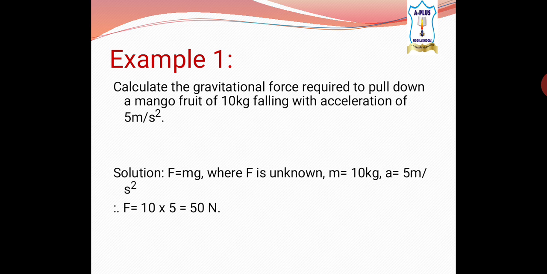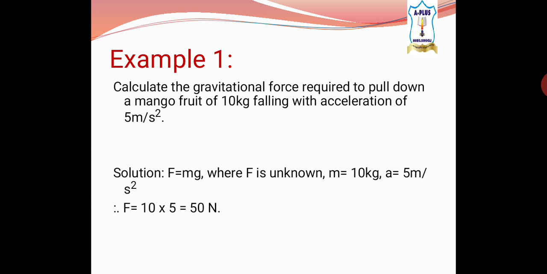So we are asked to calculate the gravitational force, F, which is not given in the question. Our m, which is the mass, is 10 kg, and a is given as 5 meters per second square. And we know that our formula is F is equal to ma. You can remember the first formula.